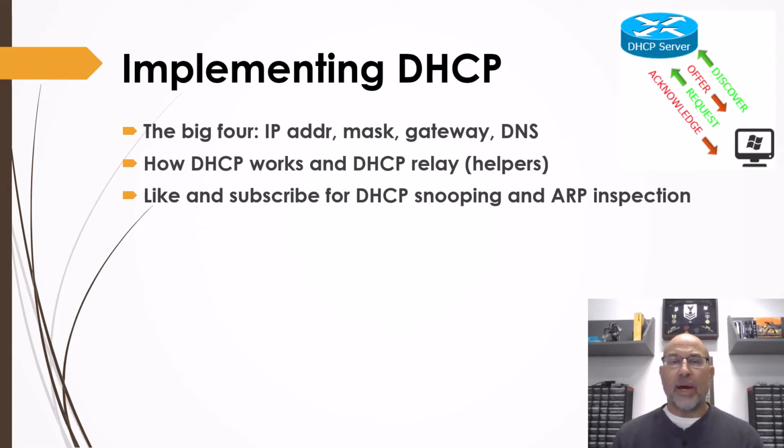Okay, this has been all about implementing DHCP. Remember that the big 4 numbers that you need, no matter what network you're on, will be the IP address, mask, gateway, and DNS. Gateway is another name for a router, of course. We talked a little bit about how DHCP works and DHCP relays, or IP helper addresses.